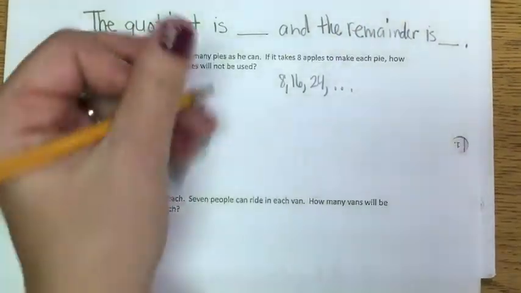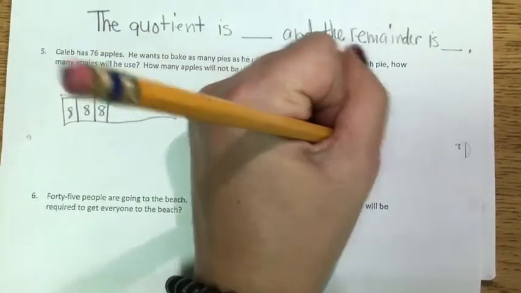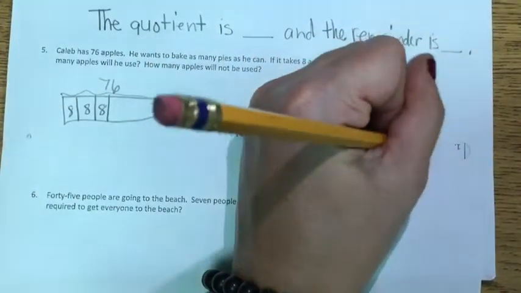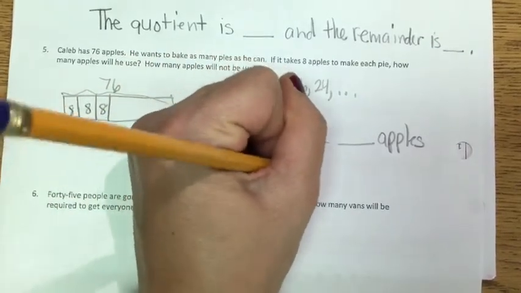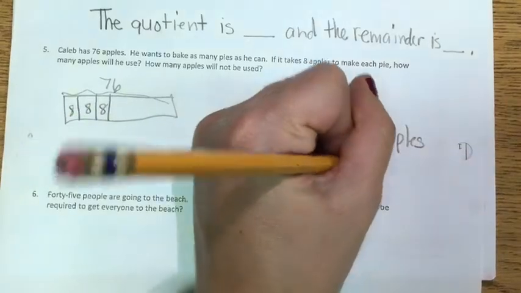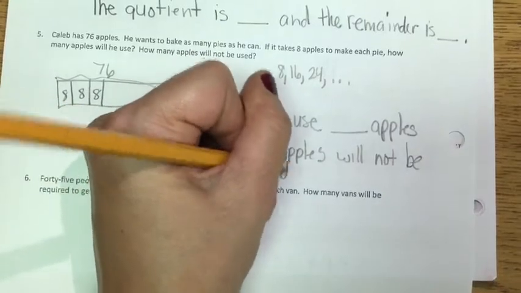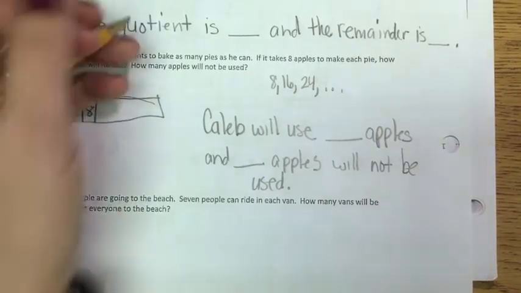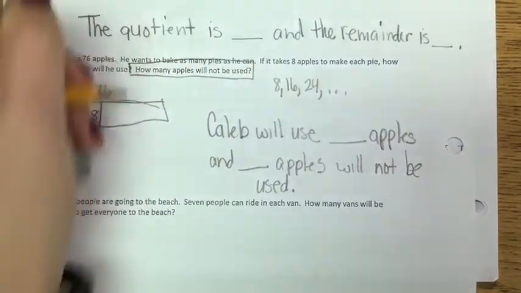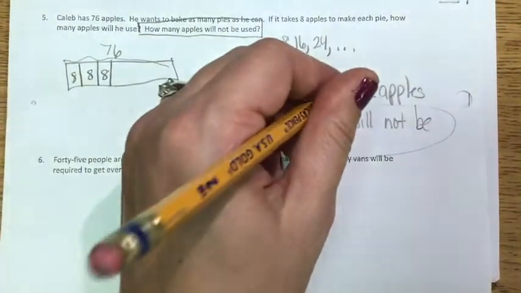Okay? So Caleb will use apples and apples will not be used because they're going to be the remainder. Okay, so now remember the actual question says how many apples are not used. Okay, so technically this part is your answer, even though you are going to have to find the quotient.